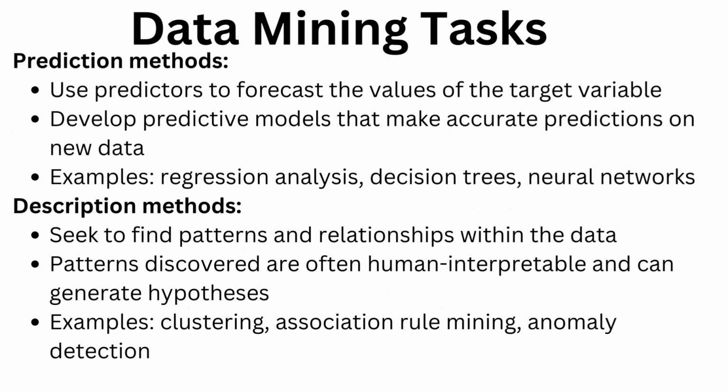Second, description methods. These methods aim to find patterns or relationships in the data that are not necessarily predictive but can be used to provide insights into the underlying structure or characteristics of the data. The patterns discovered through description methods are often human interpretable and can be used to generate hypotheses or explain behavior of the data. Examples of description methods include clustering, association rule mining, and anomaly detection.